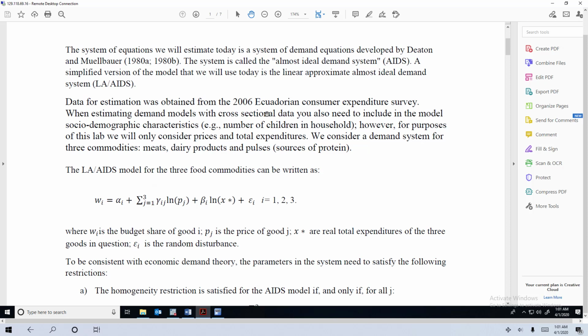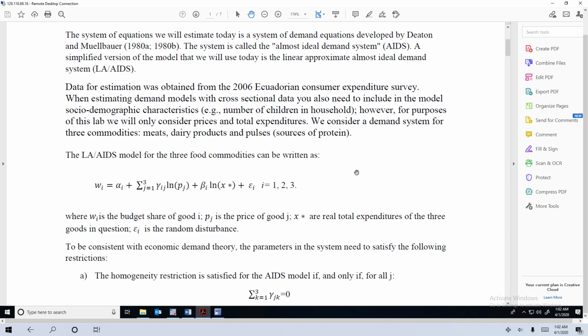For estimation, I use some data from Ecuador. This is from the Consumer Expenditure Survey. Something that you should know is that if you are using cross-sectional data, as we have here in this example, usually you also have to include in the model socio-demographic characteristics, such as the number of children in the household, education level of the household members, and so on and so forth. But for our purposes in this lab, we only consider prices and expenditures. And we consider a demand system for 3 commodities: meats, dairy products, and pulses. These are kind of like the sources of protein.